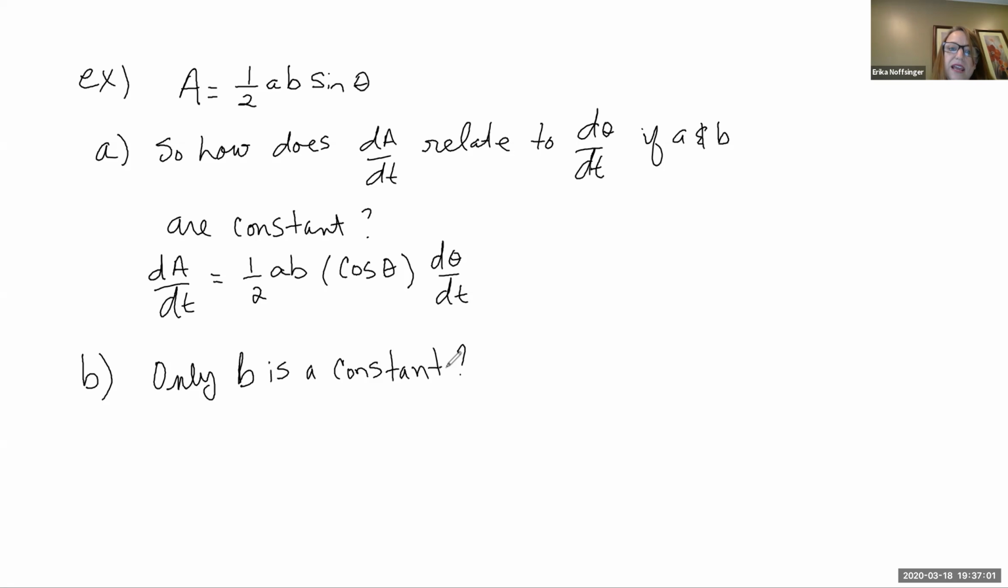So same idea, but now B is a constant, but A, that side, is changing with respect to time. And so same kind of idea in this case, we have to treat it so we have A is equal to 1/2 AB sine theta. And so A is with respect to time and sine theta, theta is with respect to time. And so again, we're going to need to use the product rule.